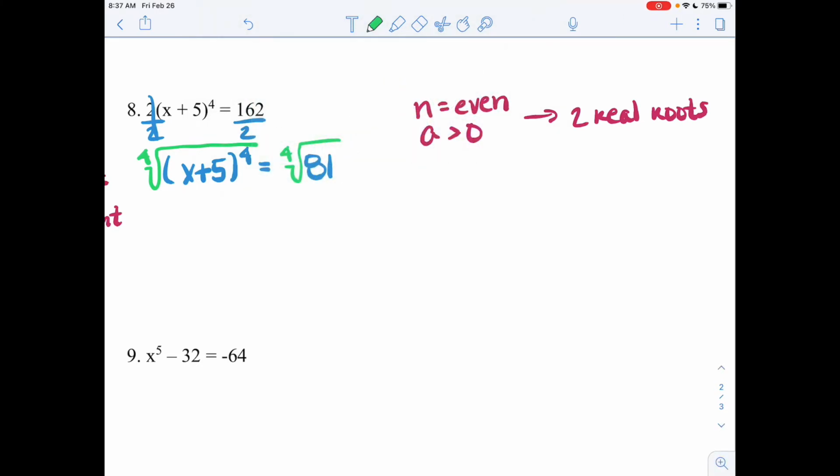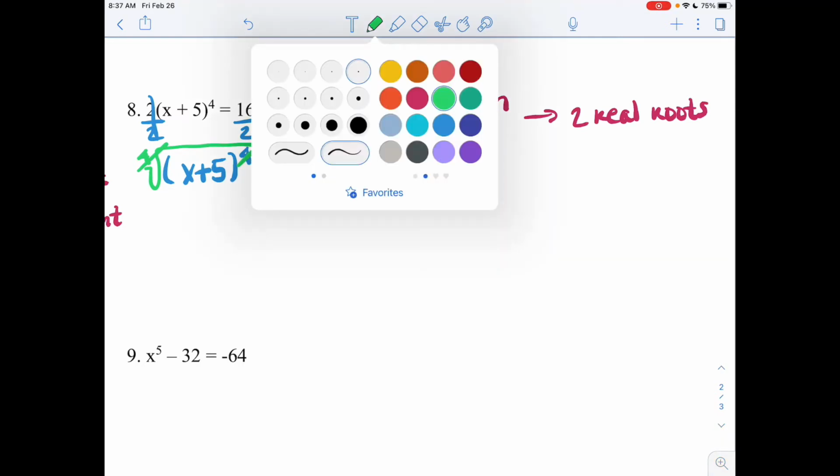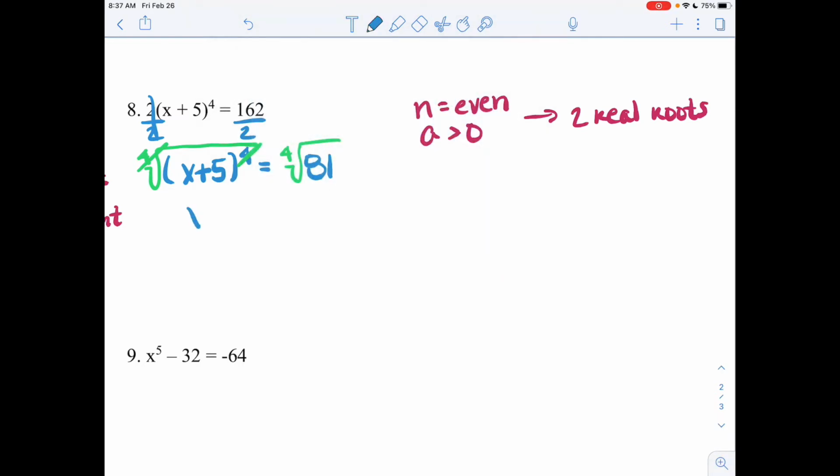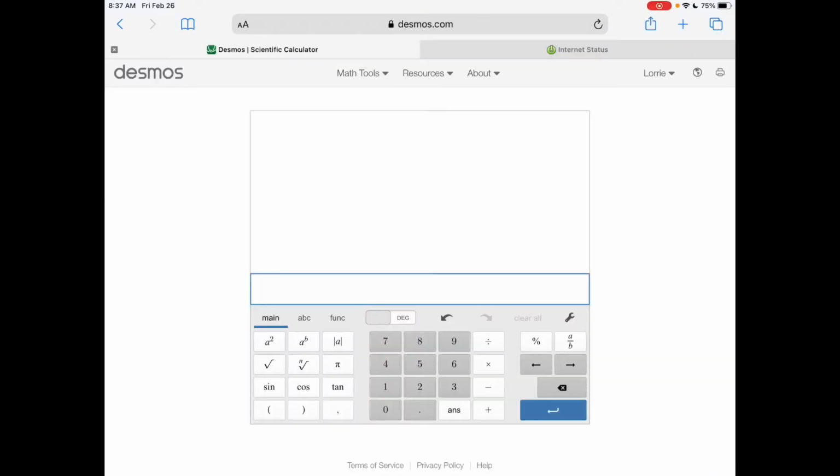We can get rid of the 4th power and the 4th root. Those cancel each other, and we'll be left with x plus 5 on this side. And then that's going to be equal to, well, let's think about this. Let's go ahead and take this over to Desmos and see what our calculator gives us. All right, even though we already did this in one of the examples on the front of our foldable, let's go ahead and remind ourselves.